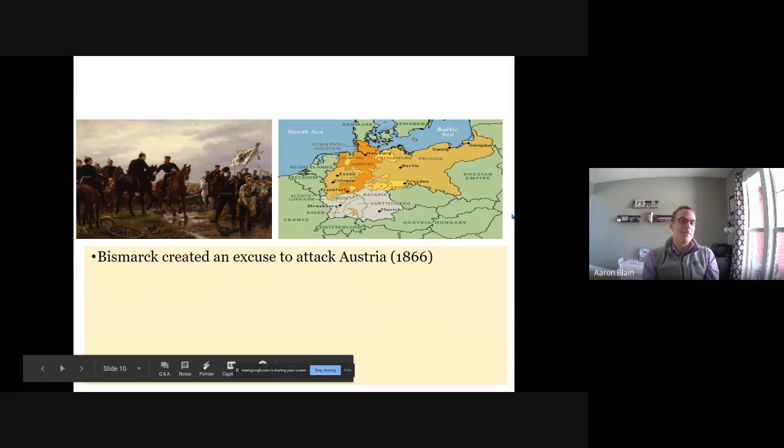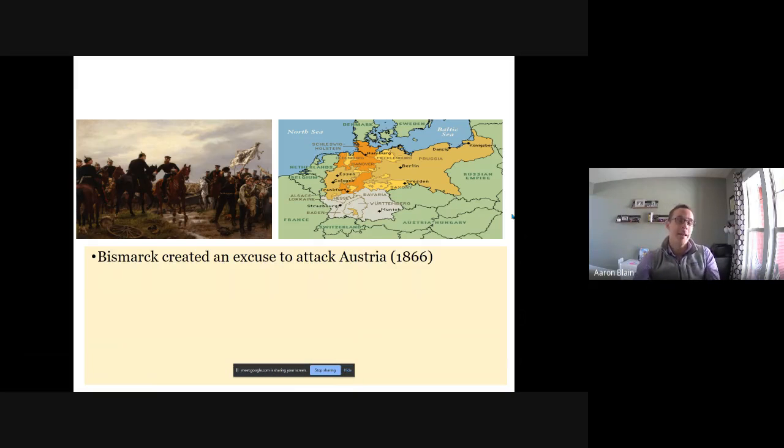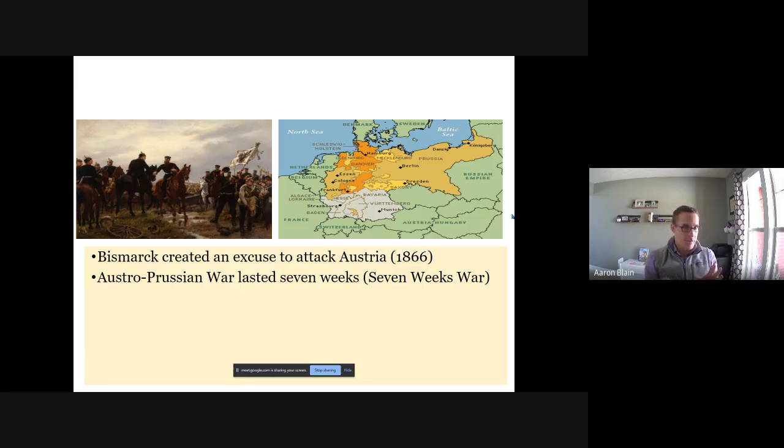So Bismarck creates an excuse to attack Austria in 1866. Remember, Austria is the same country that's kind of in charge of overseeing Germany. And Bismarck is a master of manipulation. He creates an excuse for Germany to say, oh, we were attacked. Now we can attack Austria. You're going to see that play out many times in German history. All right, creates an excuse. And we call this the Austro-Prussian War. It's something I would definitely focus in on for your study. You'll see it on your assessment.